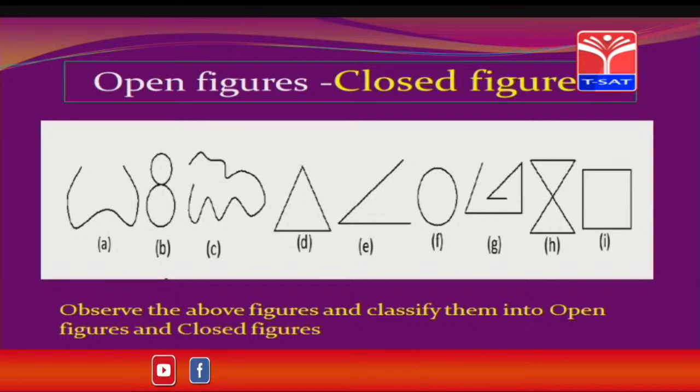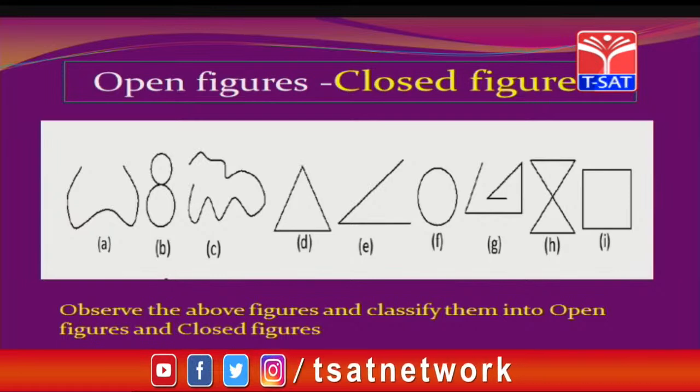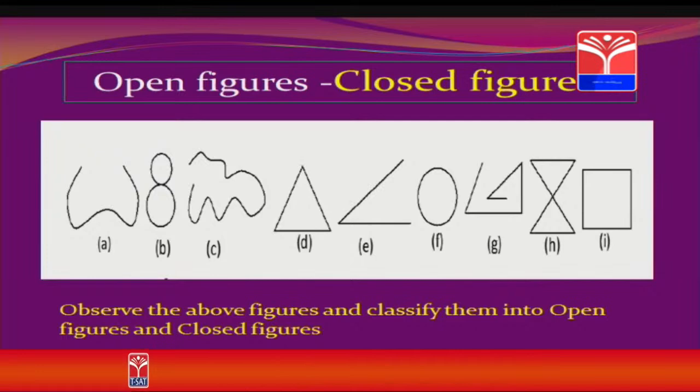Here you see A. If you take A particularly, there is a first point and an end point, they are not meeting at a particular point, there is no common point. So, that is called an open figure.